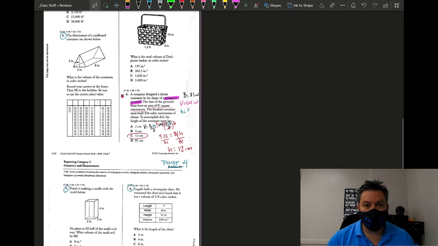So we saw a little bit of everything, finding the whole thing. I showed you the shortcut. I showed you how to find missing values given the other values and work it backwards.